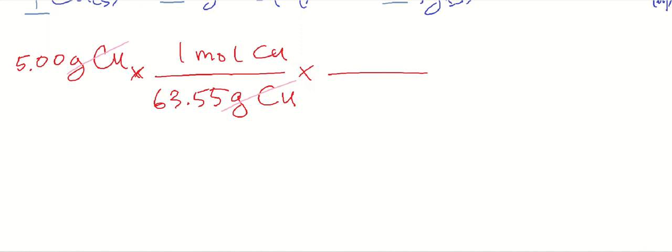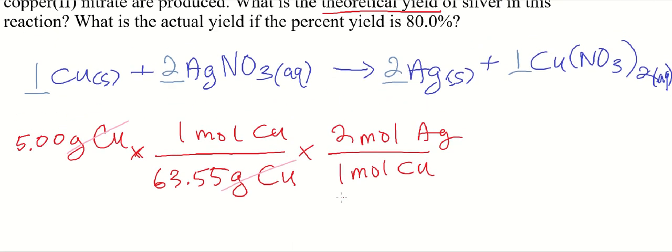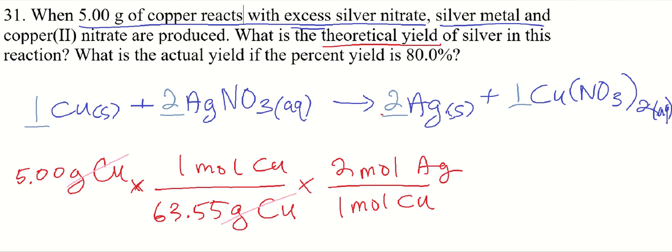Second step is where we're going to convert moles of the given substance, which is copper, and get the moles of the desired substance, which is silver. So we're going to use our mole ratios, the coefficients, and I believe that was 2 to 1 in our balanced equation. It's a 2 to 1 mole ratio. So that's how they're equal, conversion factor.